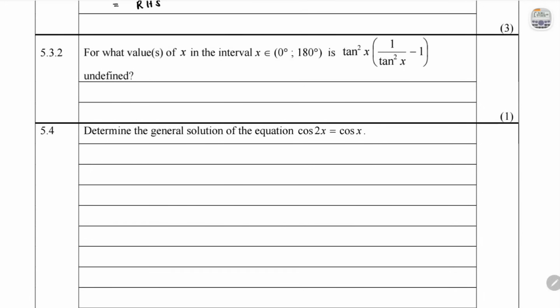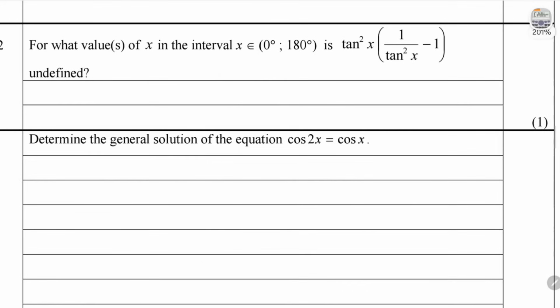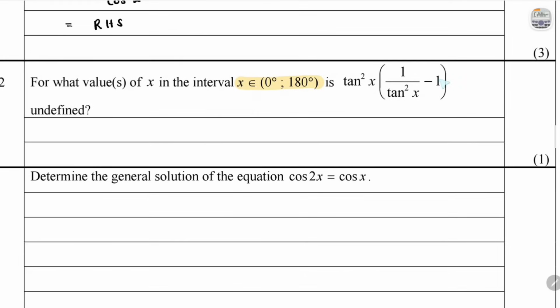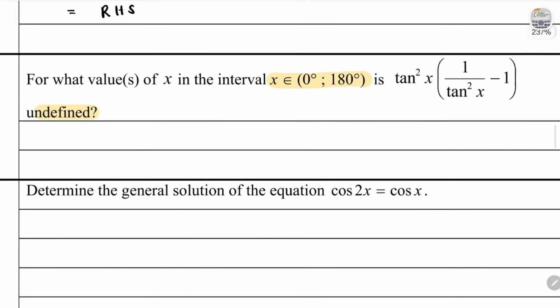Question 5.3.2 says, for what value or values of x in the interval where x is an element of 0 degrees to 180 degrees is our expression undefined? Okay, so looking at this expression, for it to be undefined, there are certain things that could happen, and it will depend on the denominator. So our denominator is tan squared x. We're going to have to look at what tan squared x should be to make this expression undefined.